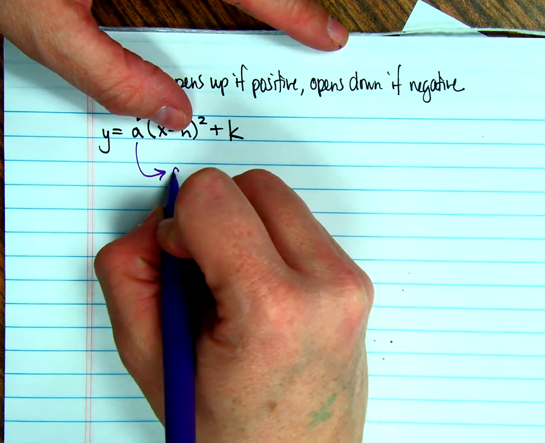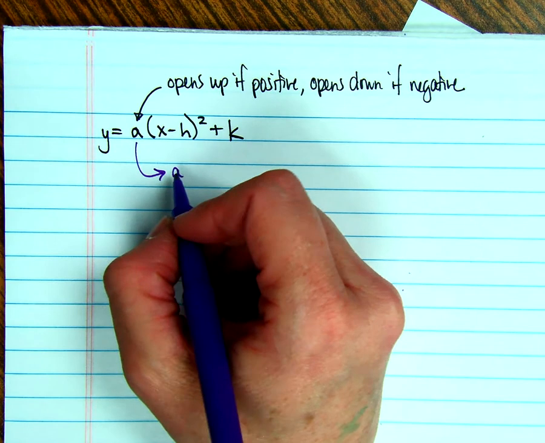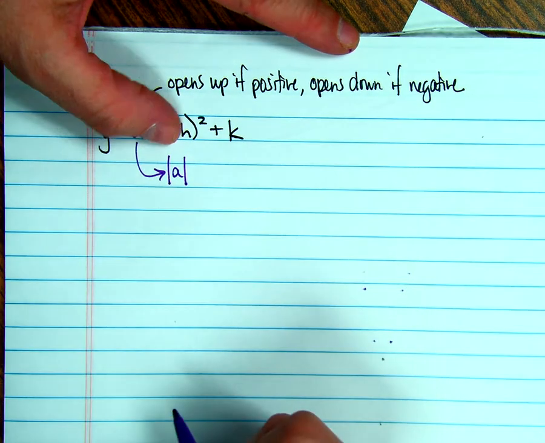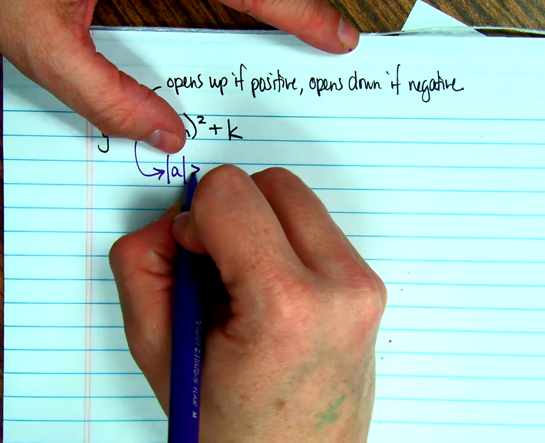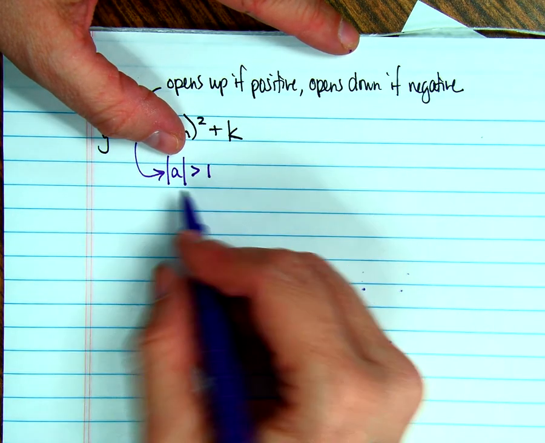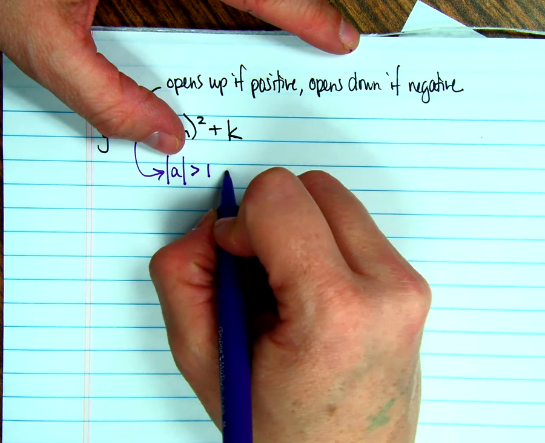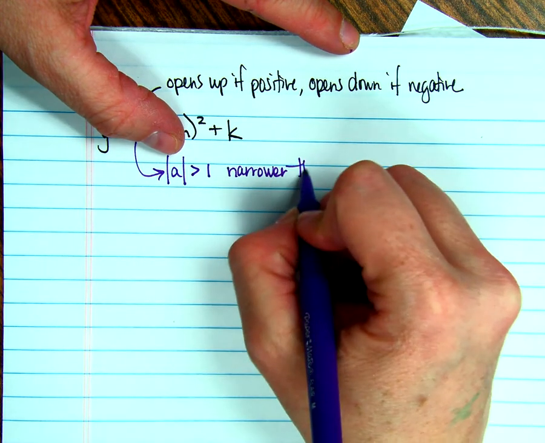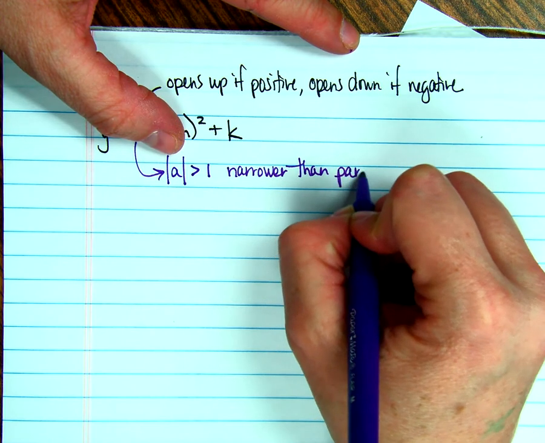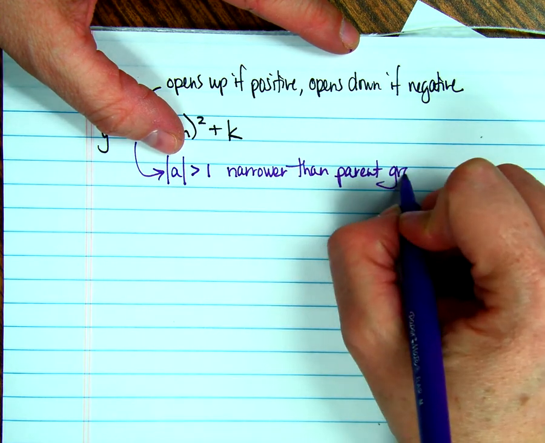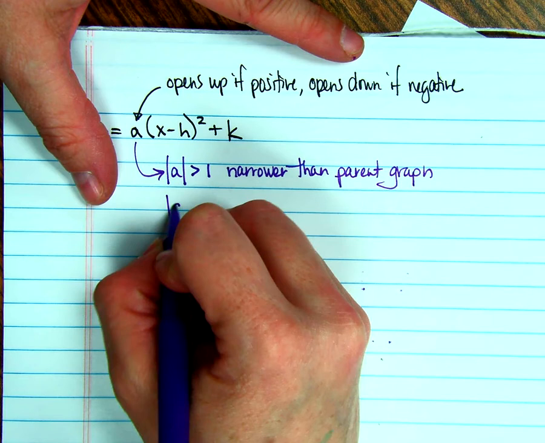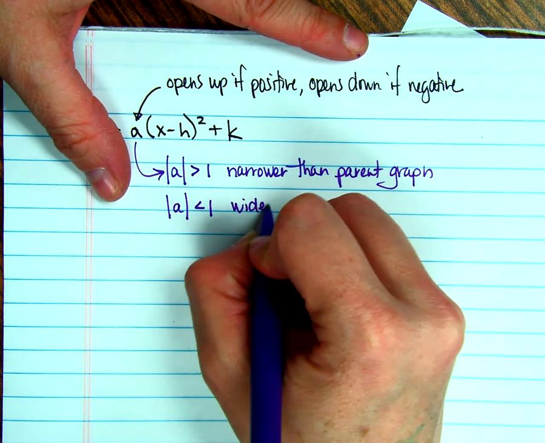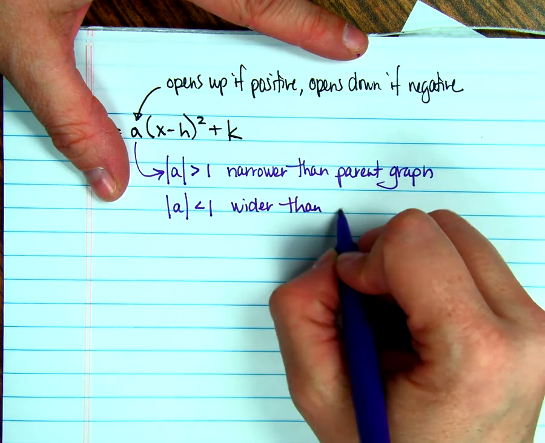So if the absolute value of a is greater than 1, then that means it's going to be narrower than parent graph. If the absolute value of a is less than 1, that is going to be wider than the parent graph.